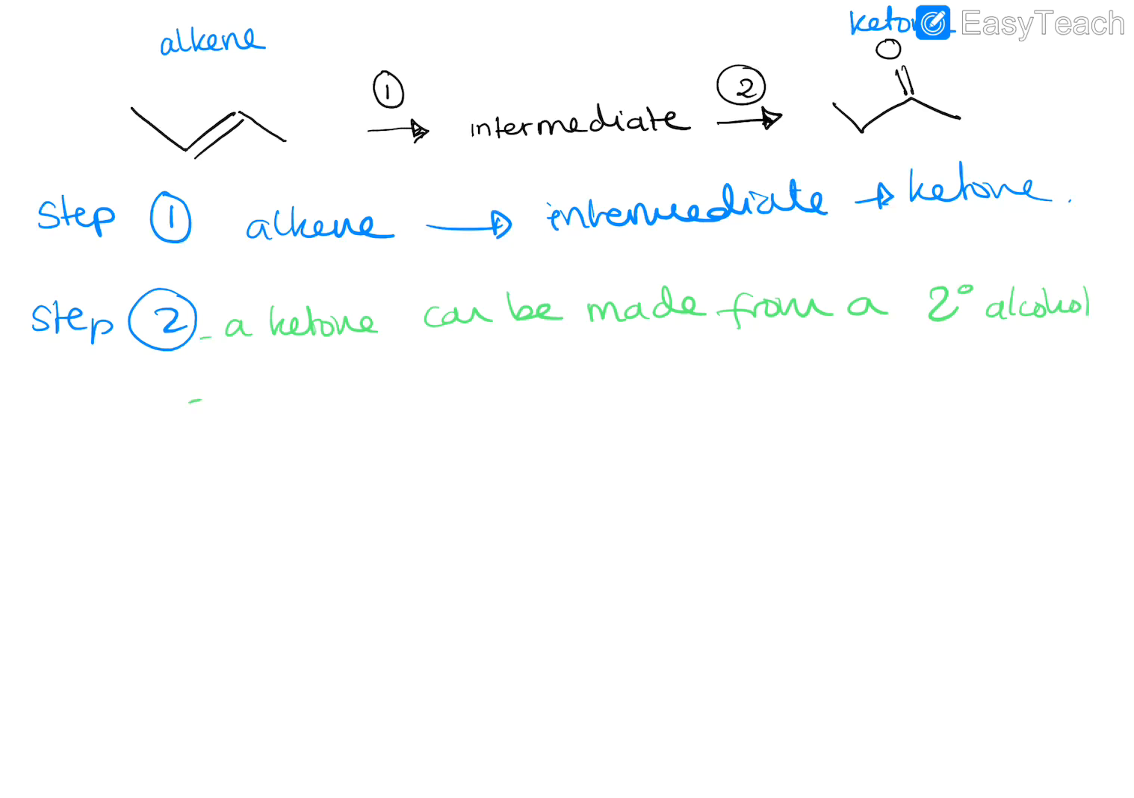And now let's go another step back. A secondary alcohol can be made from, you probably need to go and look this up, but I'm going to just give it to you because this is an example. You can make it from an alkene. Okay, if you remembered it, then well done.